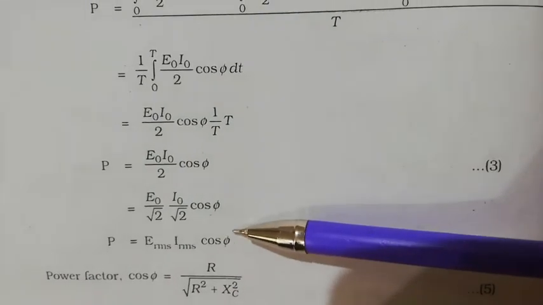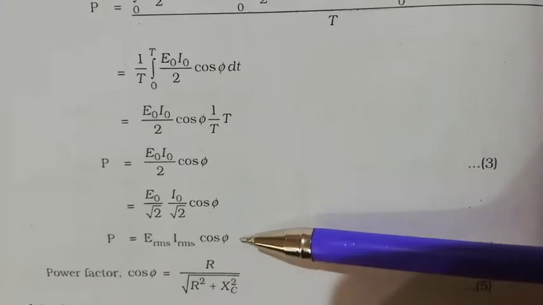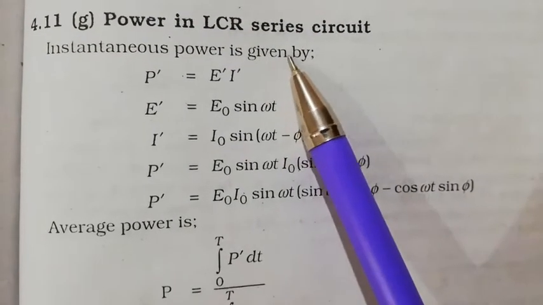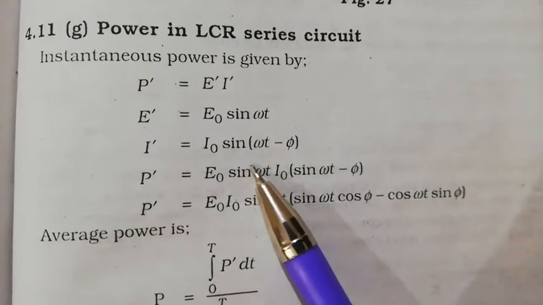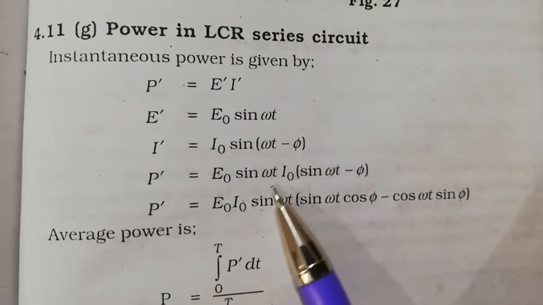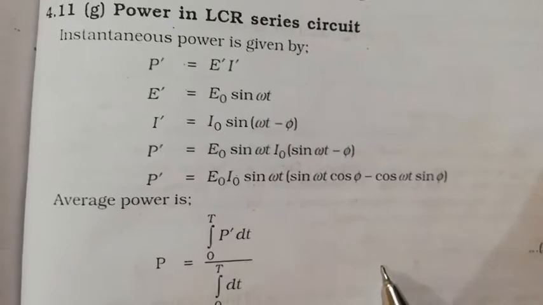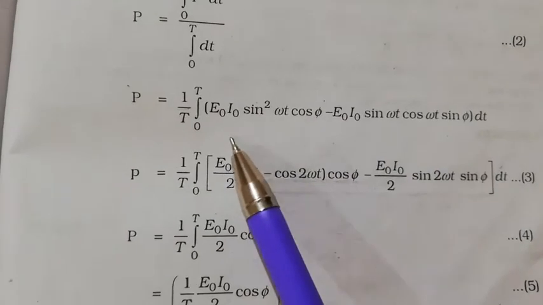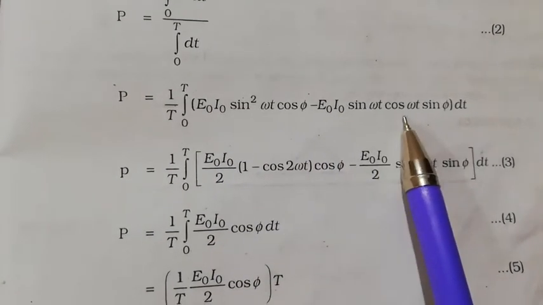The difference in the case of CR and LR circuits is in the expansion of the power factor cos phi. Power in an LCR series circuit, that is E is equal to E0 sin omega t, and the current is lagging by an angle phi. Substitute here and expand the sin(A minus B) form, and the average power, here we can write it as E0 I0 sin square omega t cos phi minus E0 I0 sin omega t cos omega t sin phi.